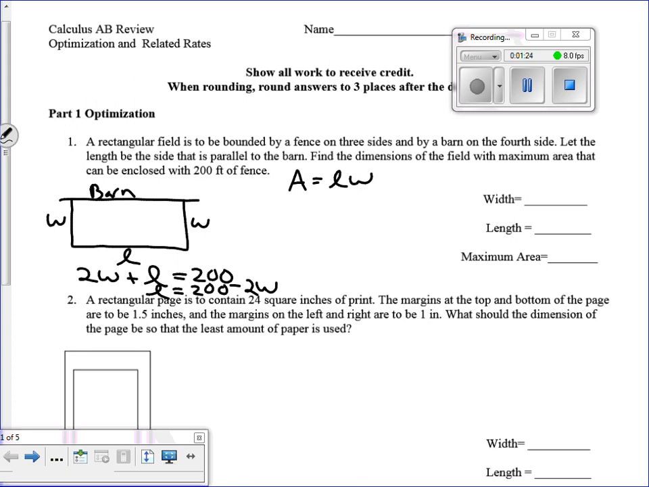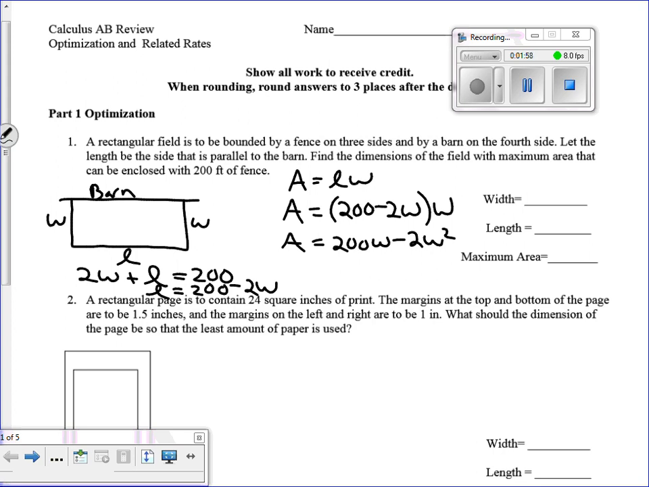So you use the secondary equation, like for parts, to solve for one of the unknowns. It doesn't matter which one you solve for; I solve for L, and you're going to substitute it into your primary equation. So 200 minus 2W times W. So now I know my area is equal to 200W minus 2W squared.